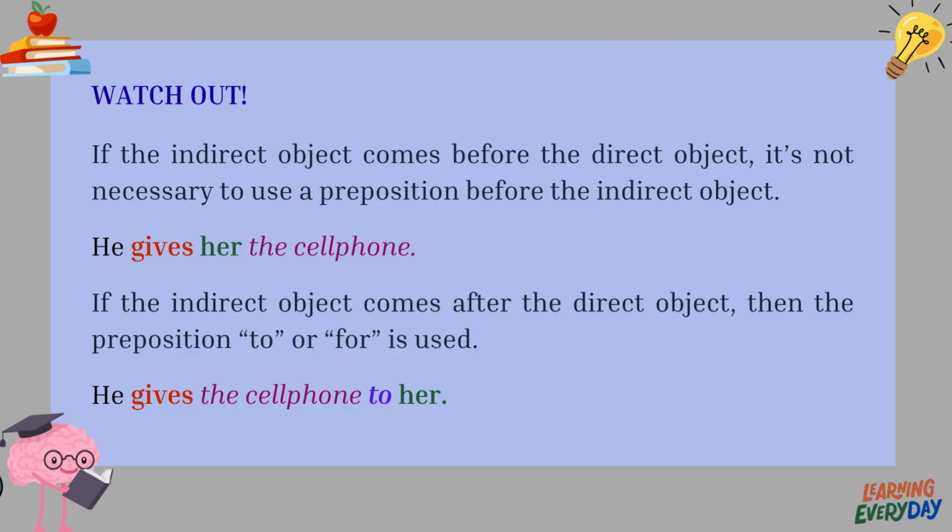Watch out! If the indirect object comes before the direct object, it's not necessary to use a preposition before the indirect object. For example, he gives her the cell phone. The cell phone is the direct object, and the indirect object is the object pronoun her, because she's the one receiving the cell phone. If the indirect object comes after the direct object, then the preposition to or for is used. So, in this case you should say, he gives the cell phone to her.